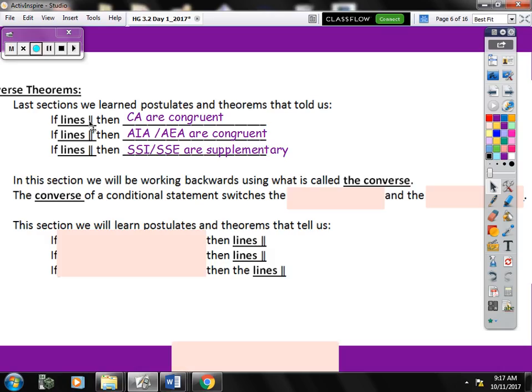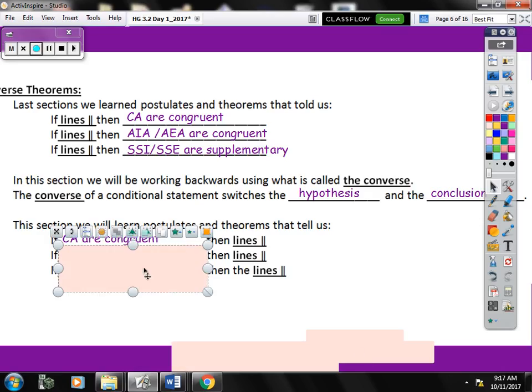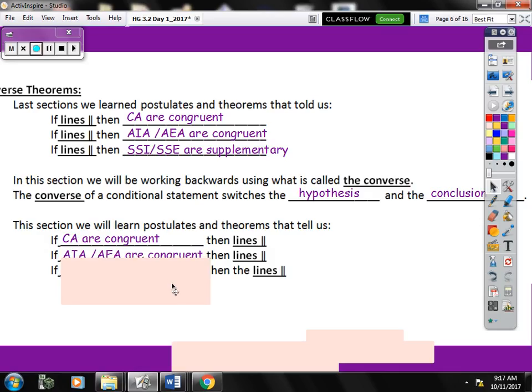So what we're going to look at today is the converse, which is to switch the hypothesis and the conclusion. We're going to apply this to theorems and postulates, not just to sentences. So today we will just switch these around, and if we can prove the corresponding angles are congruent, then we can conclude, the conclusion will be, the lines are parallel. So just flipping those around.